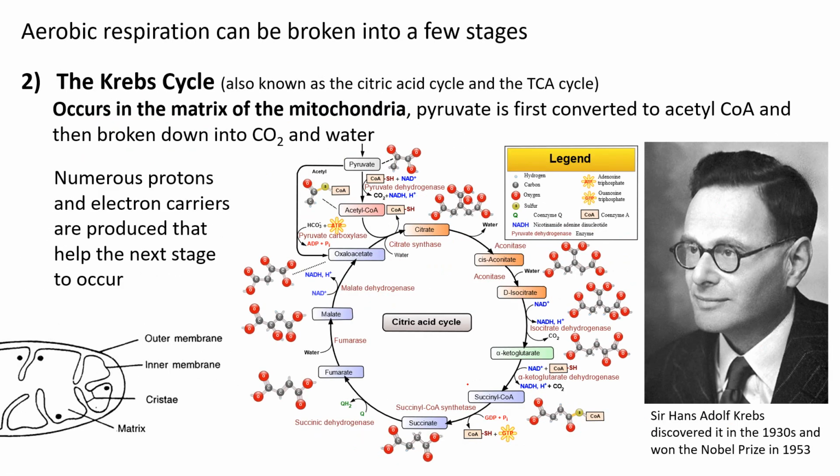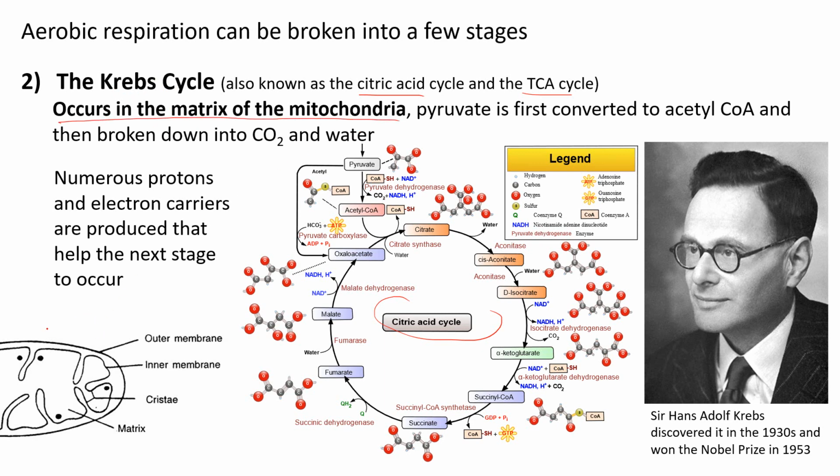The second stage of this is called the Krebs cycle, named after Adolf Krebs. Really, really great dude. He discovered it in the 1930s and got the Nobel Prize for it. Well worth it. You might see it written down elsewhere as the citric acid cycle or the TCA cycle. In fact, in this diagram here, it's called the citric acid cycle. That's fine, you can use those names as well. Krebs cycle is in your text, and we'll go with that. This occurs in the matrix of the mitochondria.